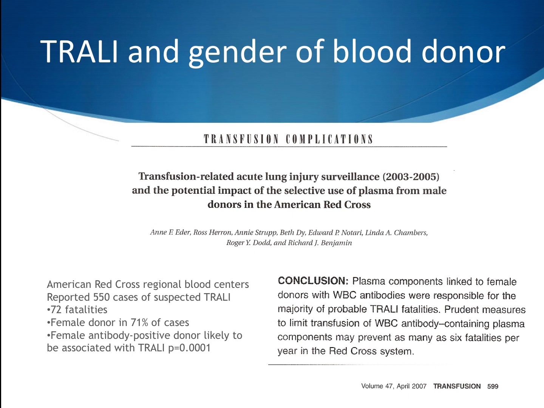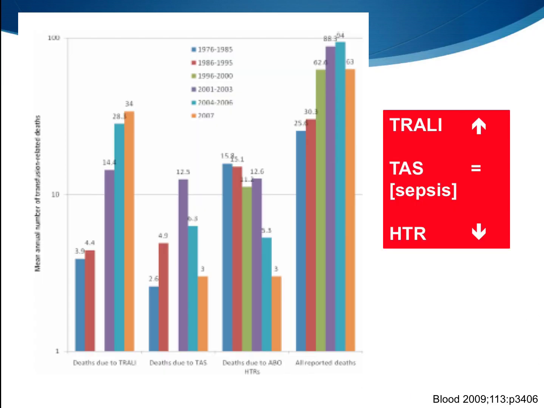So this is the publication from more than 12 years ago, in 2007, where we identified that female donations have a higher risk of causing transfusion-related acute lung injury, and that triggered the whole workup for white blood cell contamination and white blood cell antibodies being related with this disease.